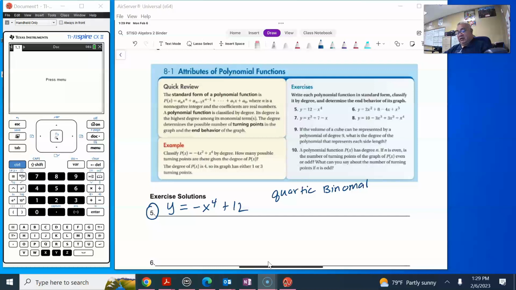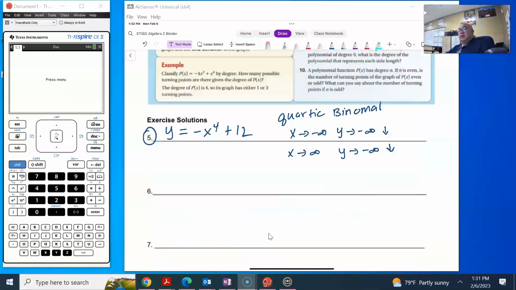The end behavior is as x approaches negative infinity, y approaches negative infinity, so that's going to be down. As x approaches infinity, y approaches negative infinity, that's going to be down. So the end behavior is down, down. I'm going to go and work on number 7 here.